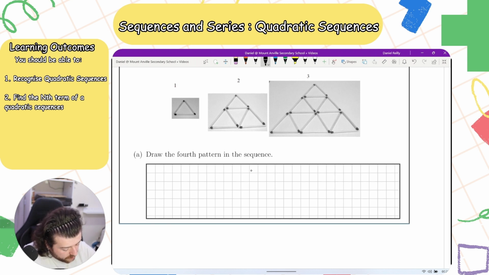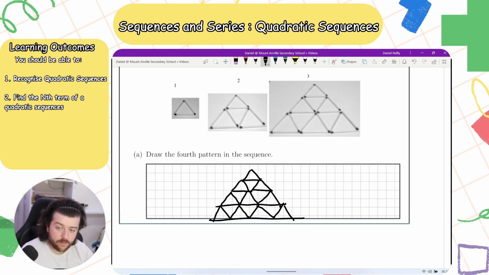So I have one triangle on top, 3 at the side, and so on. There you go. Fourth pattern there.